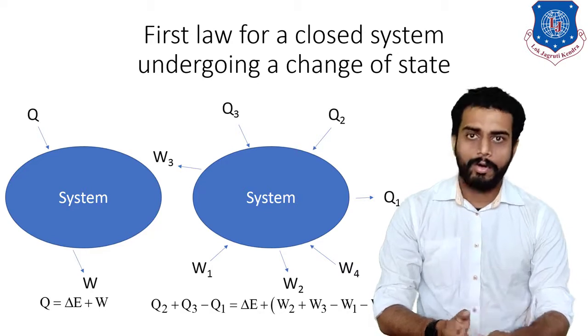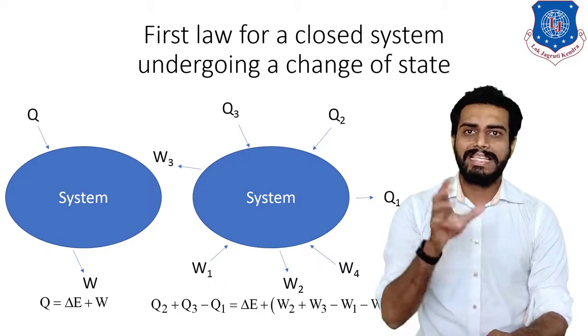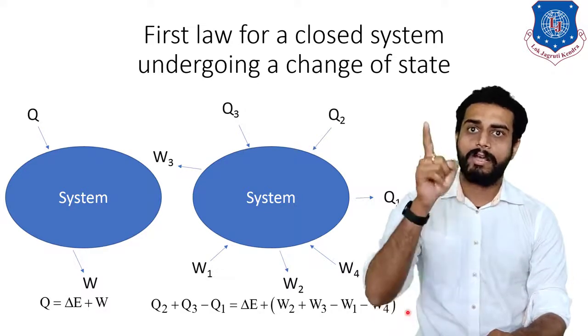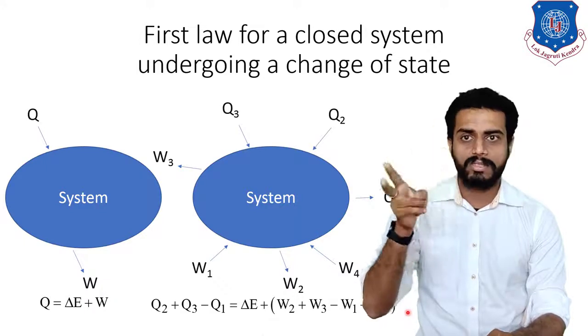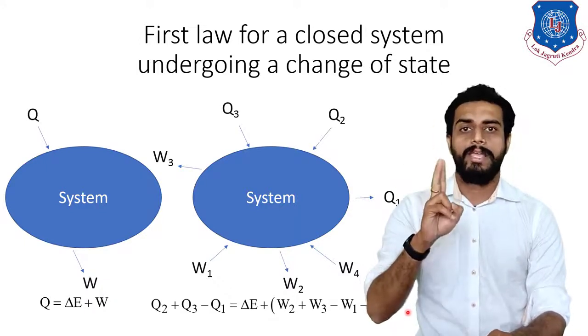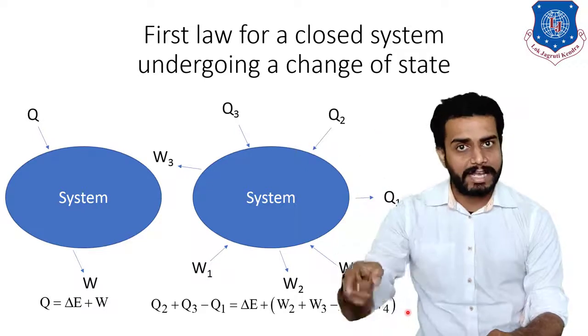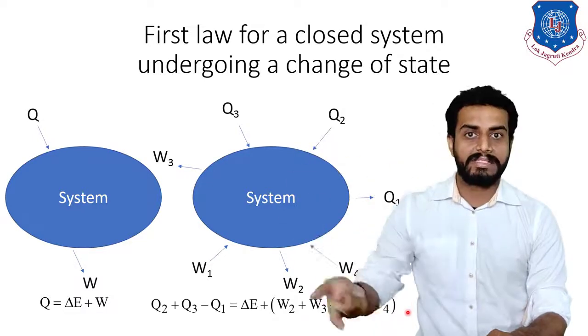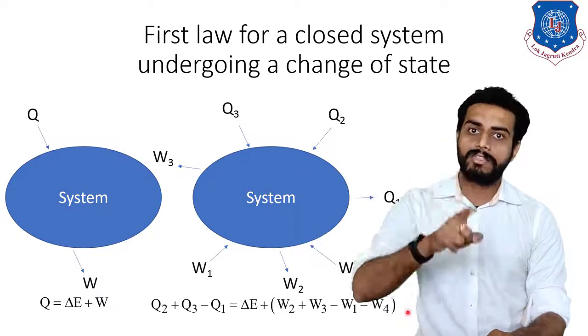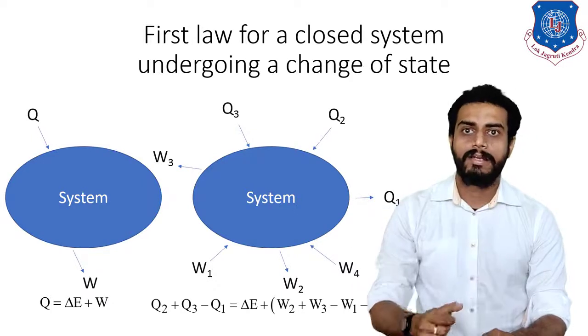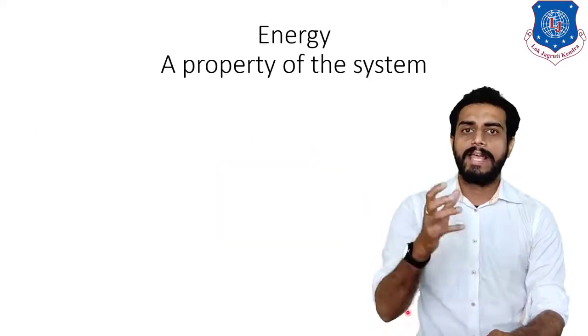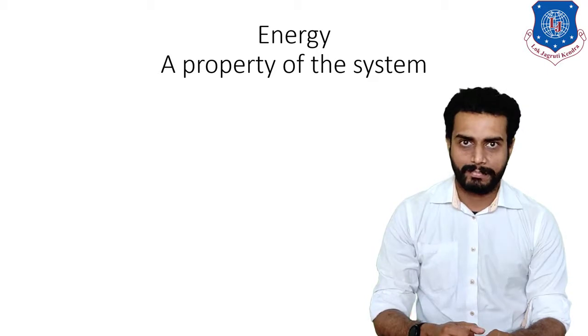Okay, students? Now, this is the first law for a closed system. Remember that both systems are closed. The previous example was for a closed system undergoing a cycle. This example is for a closed system undergoing a process. Now, let us prove that energy is a property of the system.